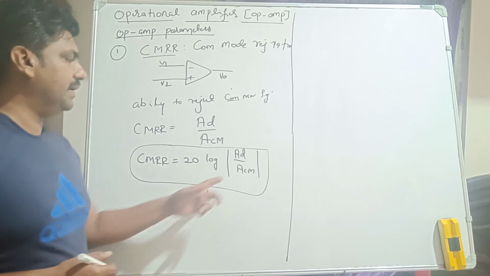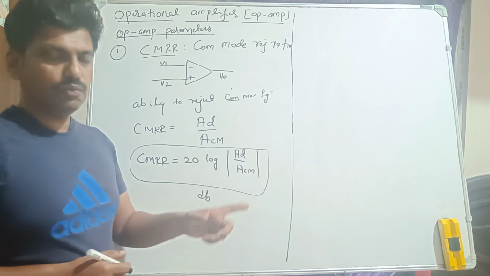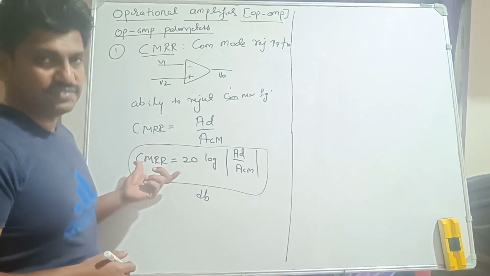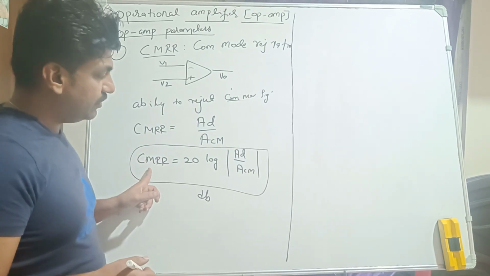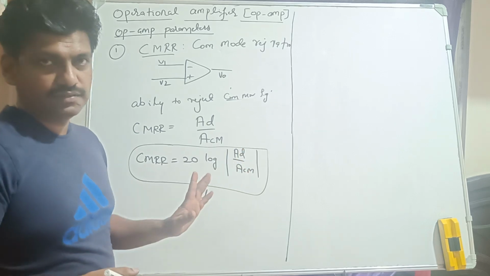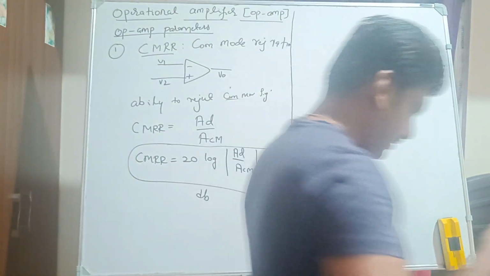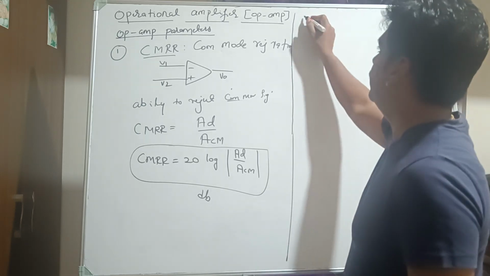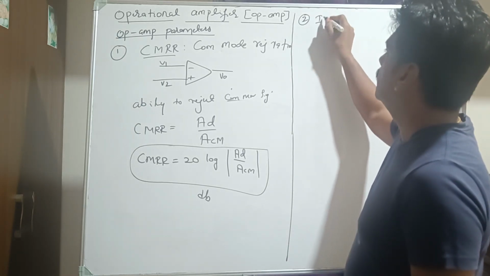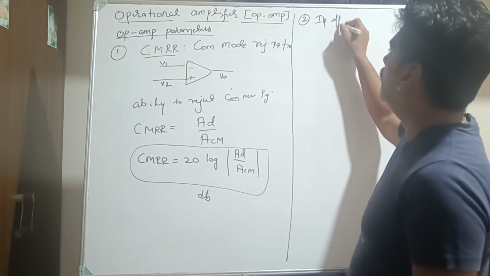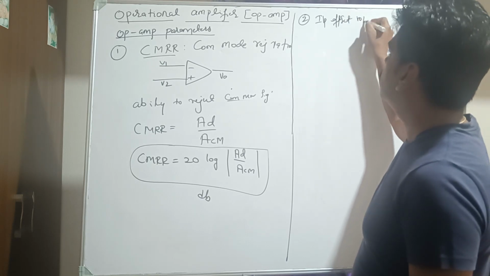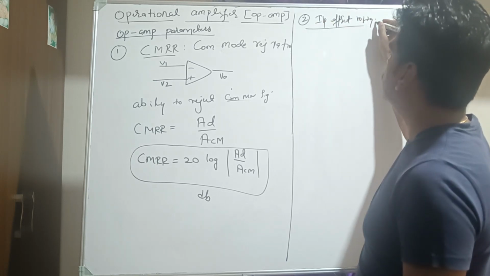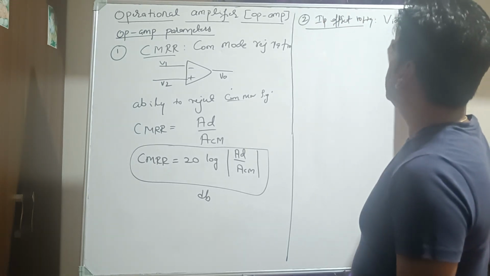In the exam, they may give you the differential gain and common mode gain and ask you to find the CMRR, or they may give you the CMRR and ask you to find something else, right? The next one we'll consider is input offset voltage. What is that? We should consider all the op-amp characteristics here and see them in detail.